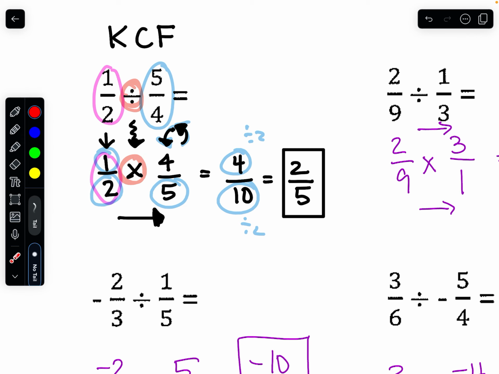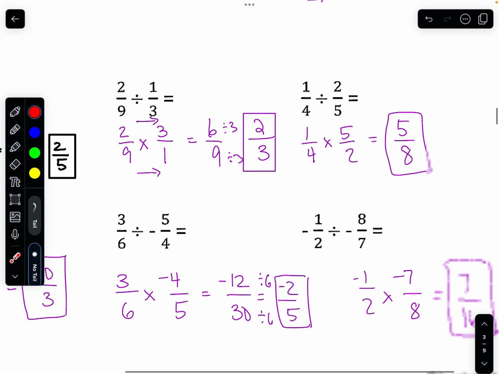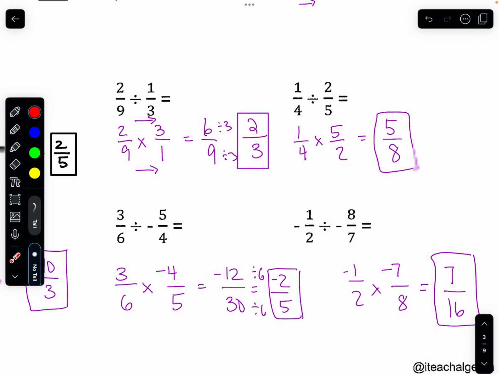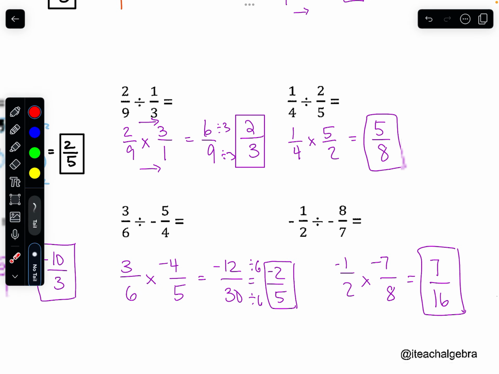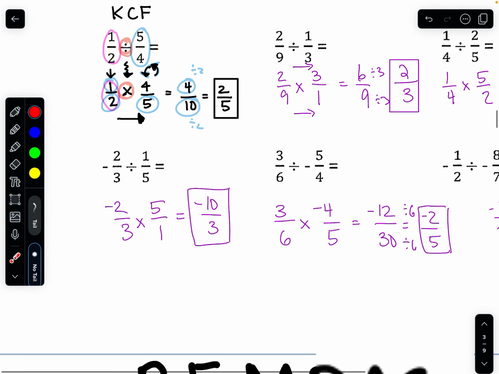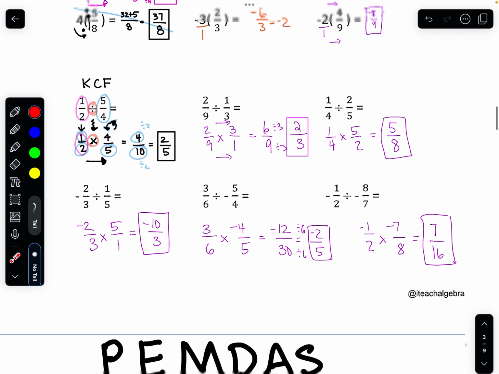Keep, change, flip. You keep the first fraction the same. You change the division sign to multiplication and you flip the second. The technical term is called reciprocal, or I like to say reflippical, reminding us that we flip it upside down. And then again, we just multiply straight across and simplify if necessary. And here's all of these for you to check. And here. And of course, you can go back, pause the video, zoom into the video as you need.